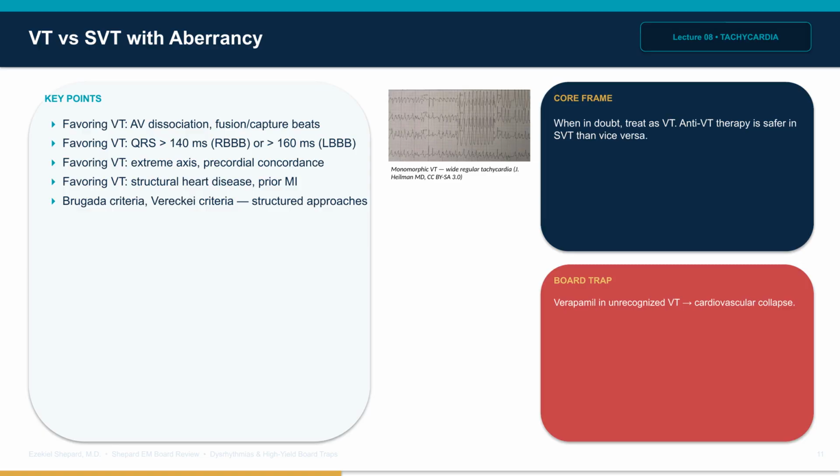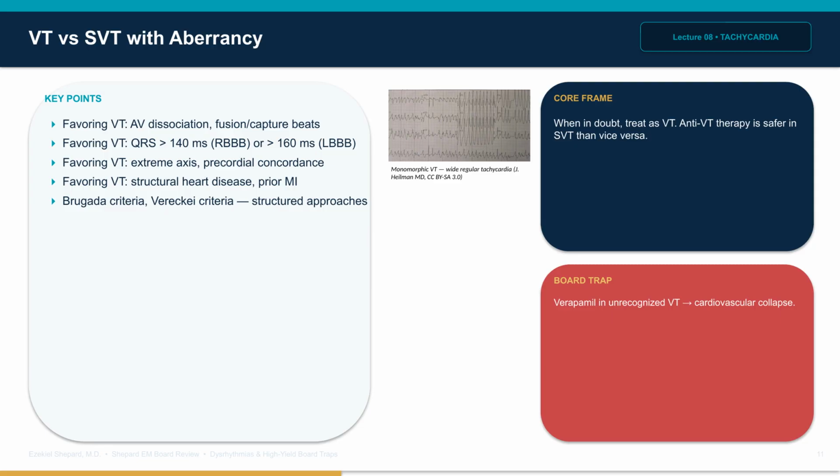Distinguishing VT from SVT with aberrancy is hard. Features favoring VT: AV dissociation, fusion or capture beats, QRS over 140 milliseconds with right bundle morphology, or over 160 with left bundle, extreme axis deviation, precordial concordance, and history of structural heart disease or prior infarct. The Brugada algorithm walks 4 steps: absence of RS in any precordial lead, R to S interval over 100 milliseconds in any of those leads, AV dissociation, and morphology criteria in V1 and V6. Any single yes calls it VT.